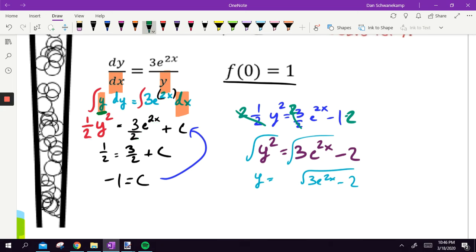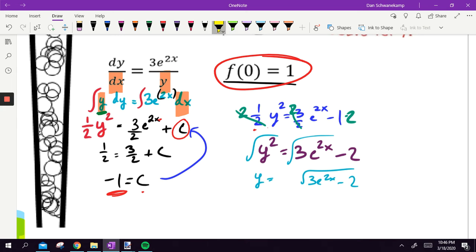Okay, separate, integrate. Now we're going to solve for c. So we're going to plug in 0 and 1. So 1 went right here, and 0 went right there. E to the 0 power is just 1. That's why this was just 3 halves. Minus 3 halves, it gave me -1. Once I figured that out, I plugged c in. So I took c and plugged it back in right there. So it became 1/2 y squared equals 3 halves e to the 2x minus 1.